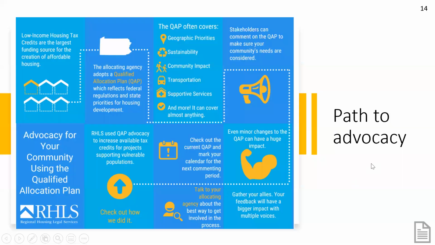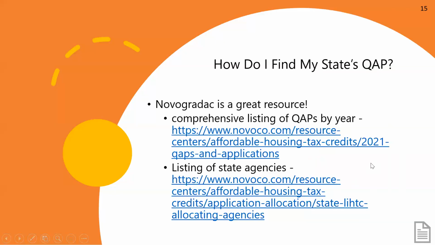So, sorry, my finger's slipping. So the first step I think that you want to think about, if you're interested in getting involved in doing some advocacy with your QAP, is to go get your state's QAP. And so I put in links to two different ways to go about it. They're both through Novogradac, which is a national tax consulting accountant organization, but they have a lot of resources about LIHTC.